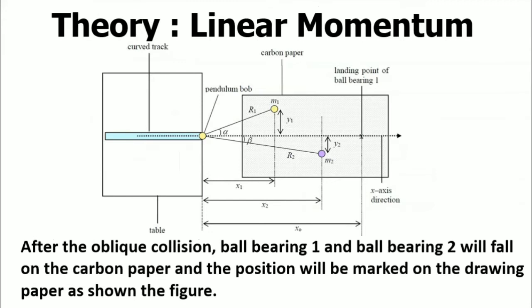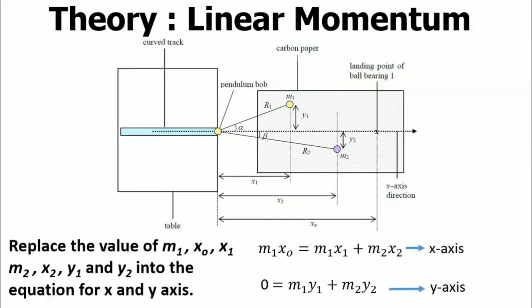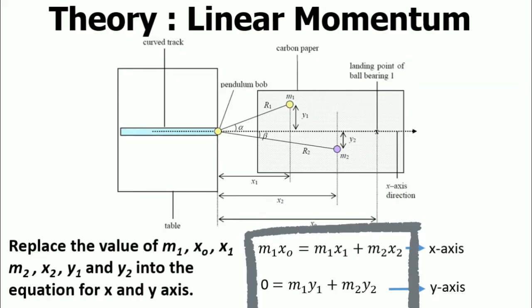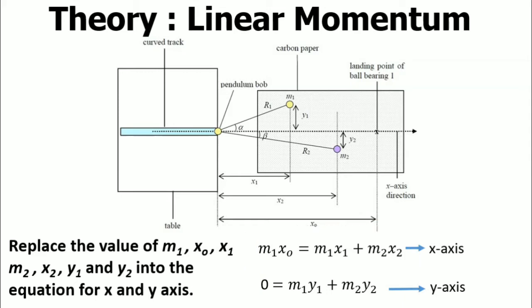After the oblique collision, ball bearing 1 and ball bearing 2 will fall on the carbon paper and the positions will be marked on the drawing paper as shown in the figure. Next, we will substitute the values of m1, x naught, x1, m2, x2, y1 and y2 into the equations for the x and y axes in order to verify the conservation of linear momentum.